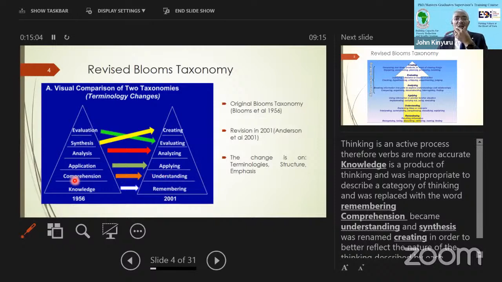So comprehension was renamed to understanding. Application became applying, analysis became analyzing. But then here you can see a change where evaluation comes down here and becomes evaluating. These are active processes. But then synthesis moved up the pyramid and was renamed creating.